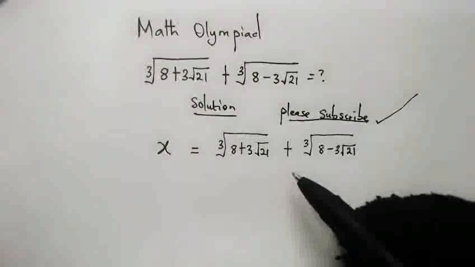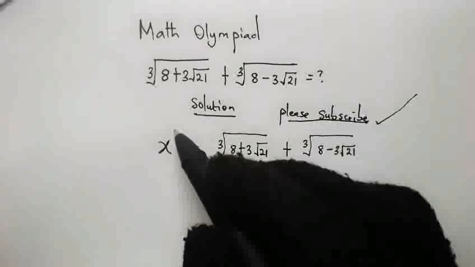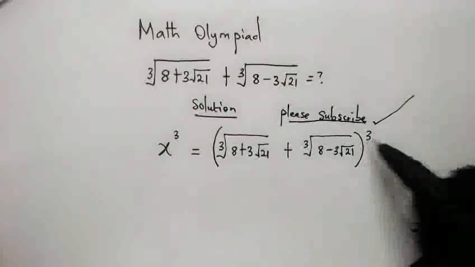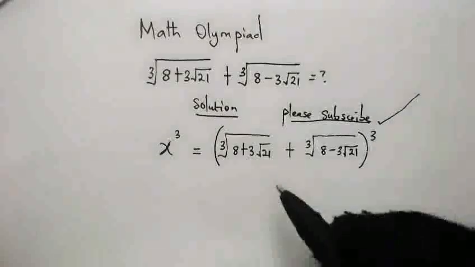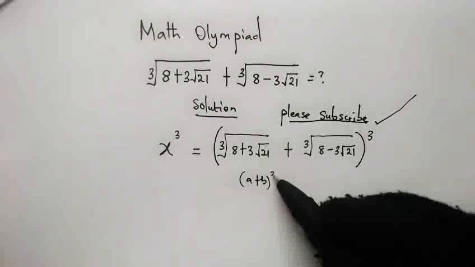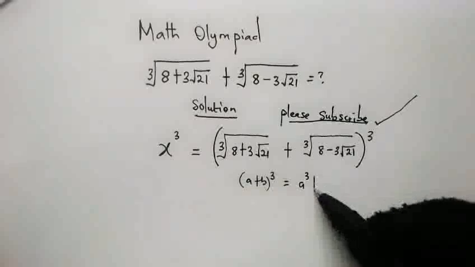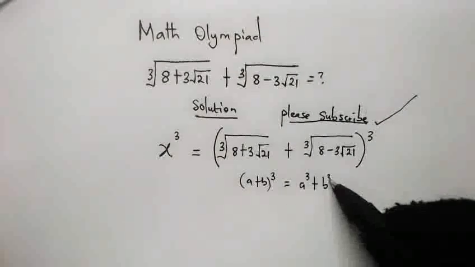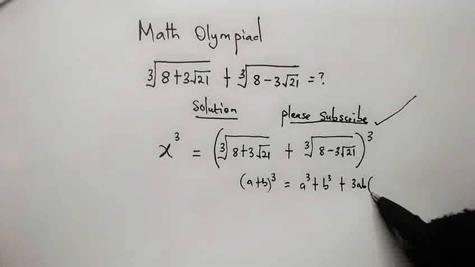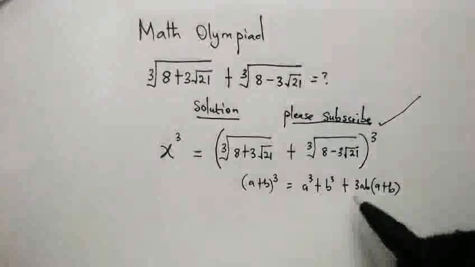So I'm going to cube both sides of this equation. So here I have x cubed is going to be the whole of this cubed, right? So I'm going to use this identity that (a plus b) cubed is equal to a cubed plus b cubed plus 3ab(a plus b). So I'm going to use this identity here.